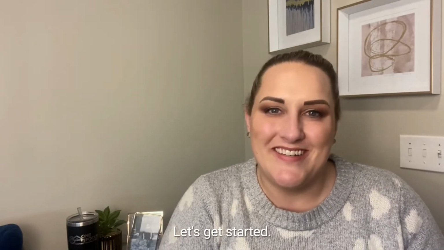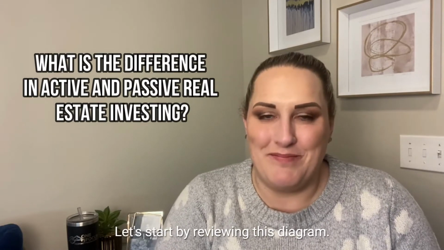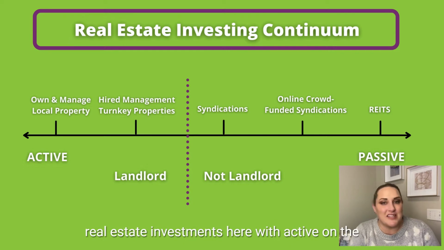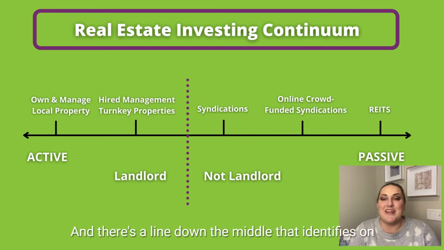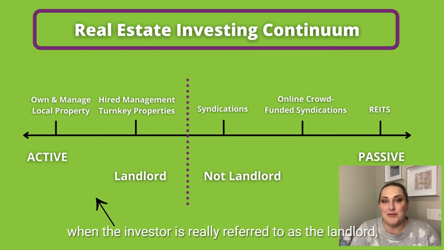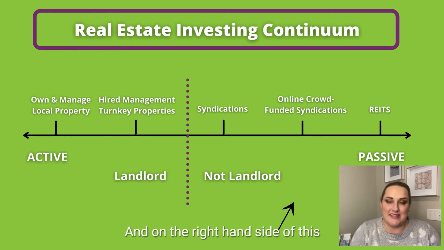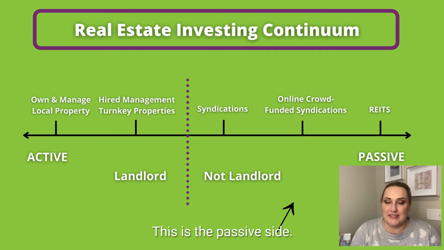Let's get started. Let's start by reviewing this diagram. As you'll see, we have a spectrum of real estate investments here with active on the left and passive on the right. And there's a line down the middle that identifies on the left side, or active side, of the spectrum, that's when the investor is really referred to as the landlord, and they serve the role of landlord. And on the right-hand side of this diagram, you'll see that they're not landlords. This is the passive side.